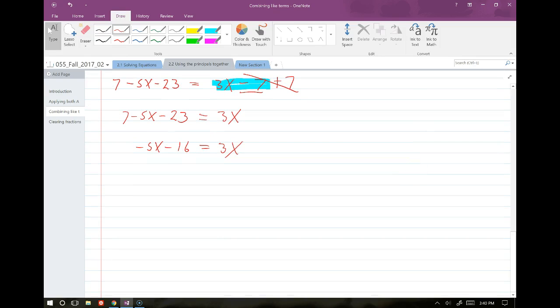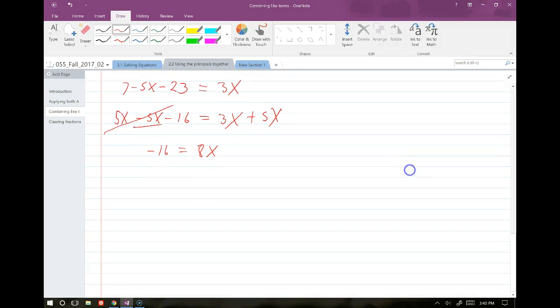Okay. Now we're going to take this 5x and toss it over to the other side, right? The opposite of negative 5x is 5x, so we're going to add that to both sides. These go away, and we get negative 16 is equal to 3x plus 5x, which is 8x, right? Now we're attached through multiplication, so we use the multiplication principle. Divide both sides by 8, and we get negative 16 over 8, which is negative 2, equals x.